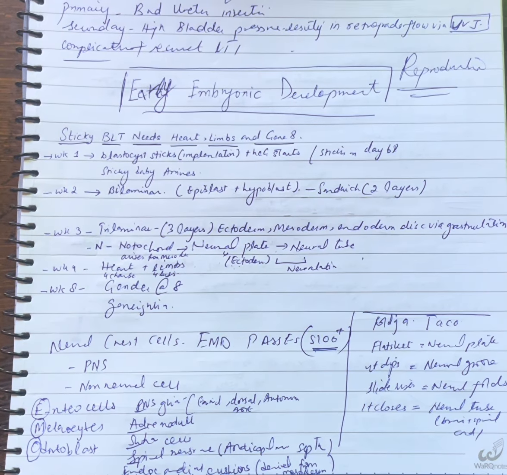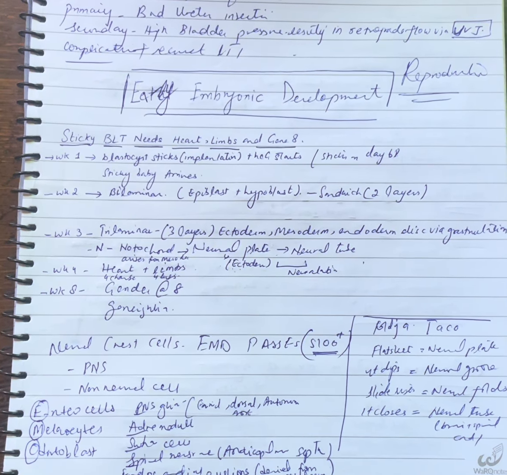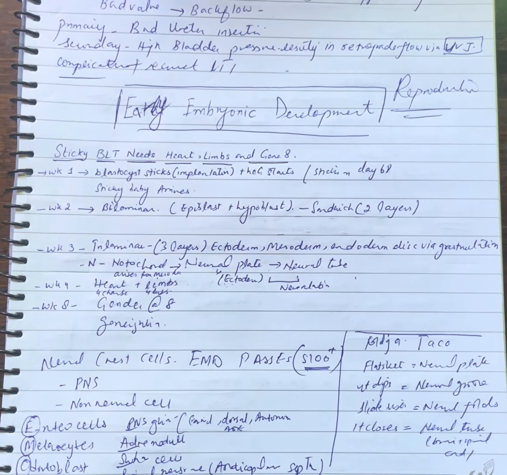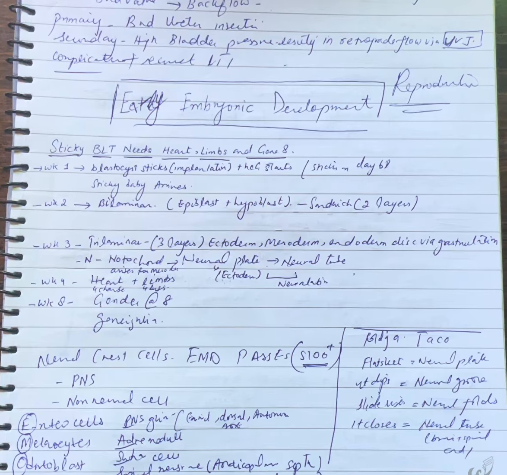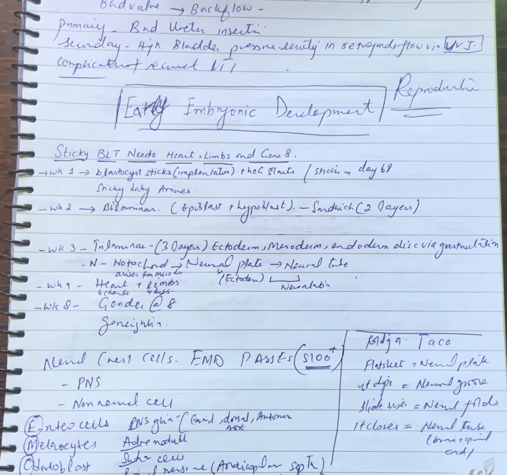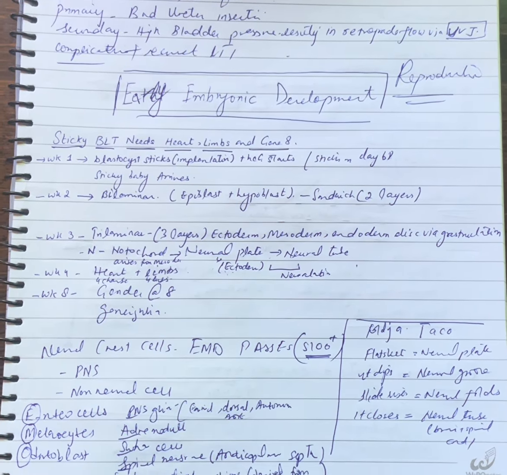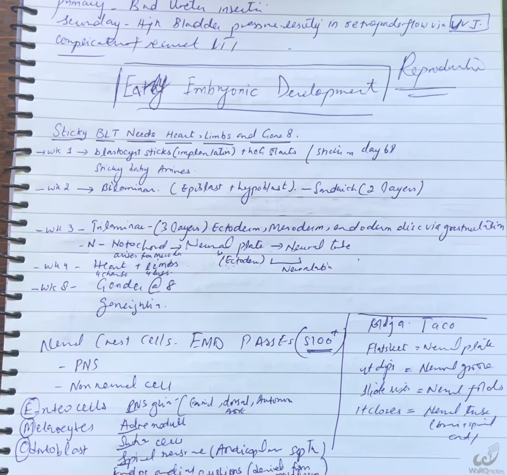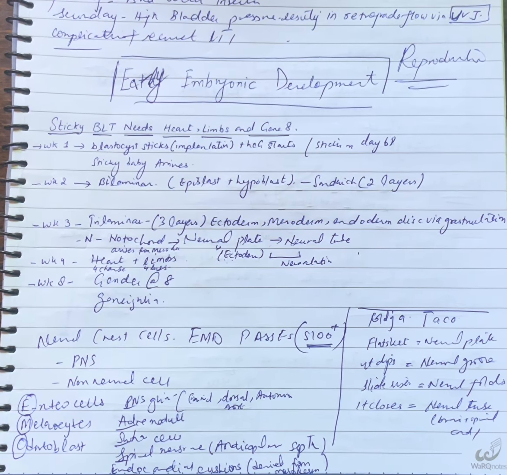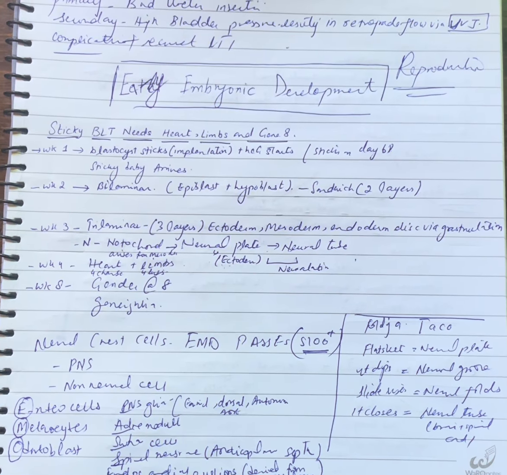There's a sticking of the blastocyst. You can remember it by the word sticky, and there's implantation and the starting of HCG secretion. Sticking starts at day 6, so you can remember this by the word sticky. Baby arrives. Then in week 2, there is bilaminar.